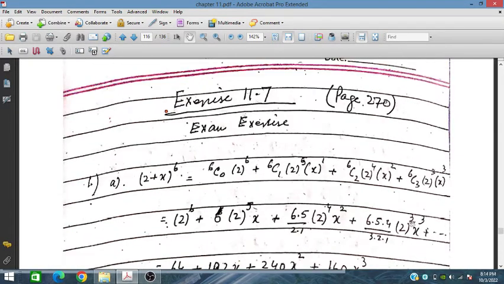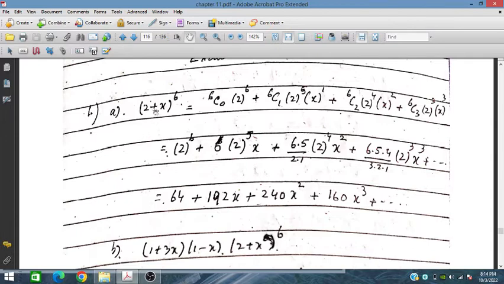So this is 11.7 part 1. So (2 + x)^6 is given as this. So we have to find the first 4 terms. So this is the 6, 6C1, 6C2 and 6C3 terms. Here we have the power n, and n is 6. So 6C1, this becomes n minus 1, and this is 1, and this is n minus 6.